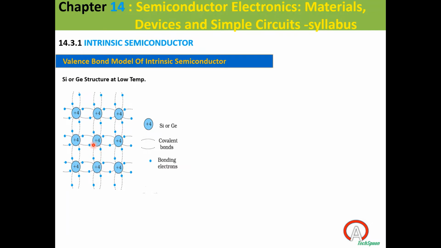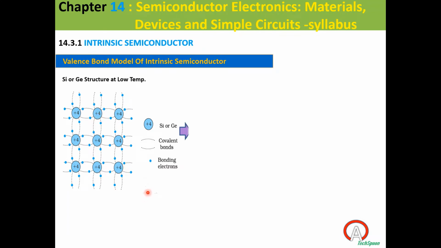If I take a center crystal atom, there will be 4 crystal atoms surrounding it, which make covalent bonds. Covalent bond: this electron is shared from this silicon atom and this electron is from this silicon atom. These are the 4 different pairs of covalent bonds. These dots we call electrons, and this plus 4 indicates what? The valence electrons of silicon.